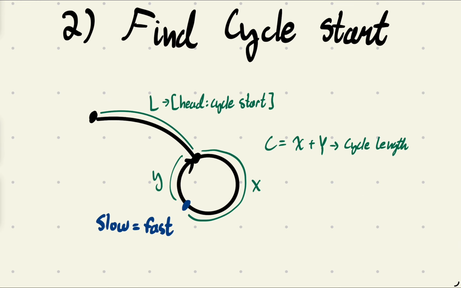So take these variables where L is the distance from the head to the start of the cycle. X is from the start of the cycle to where slow and fast meet within the cycle. And then Y is from that point to the beginning of the cycle. So I'll show you a little proof on how we can find the start of the cycle.